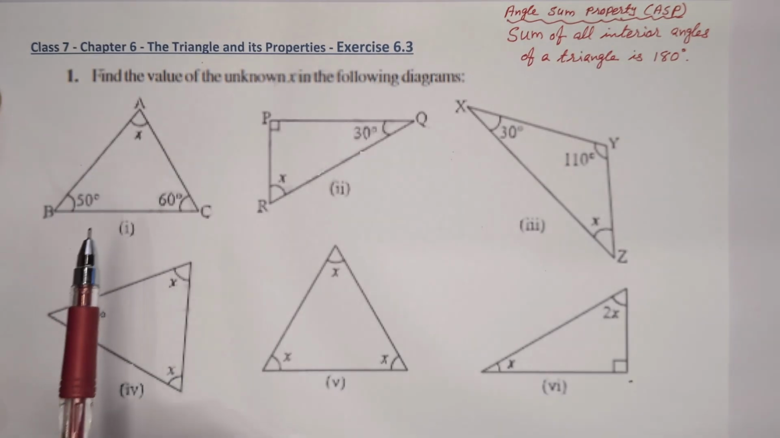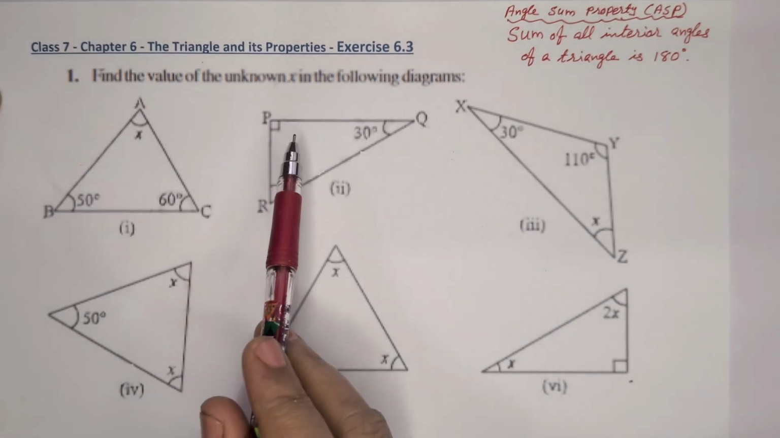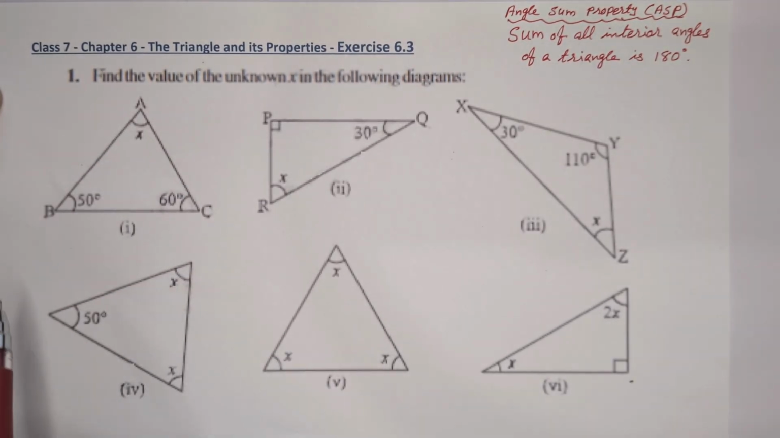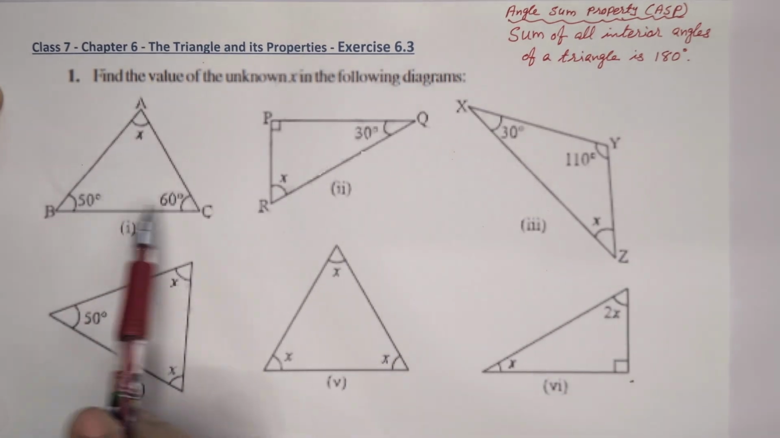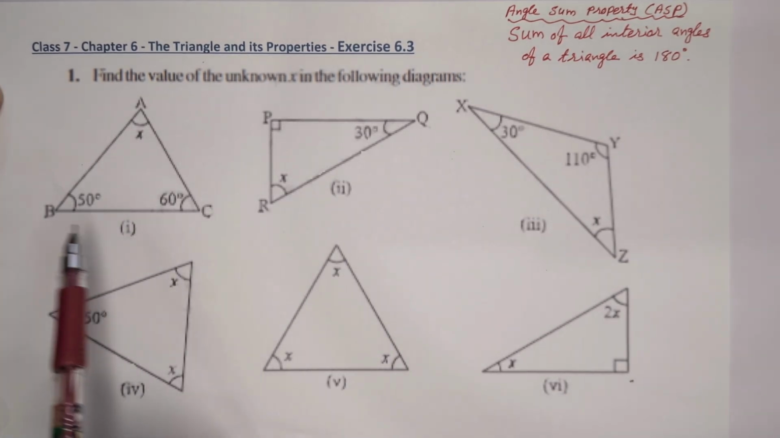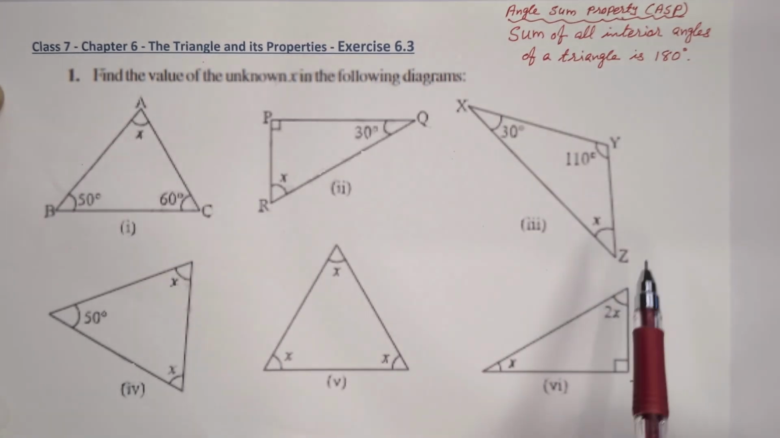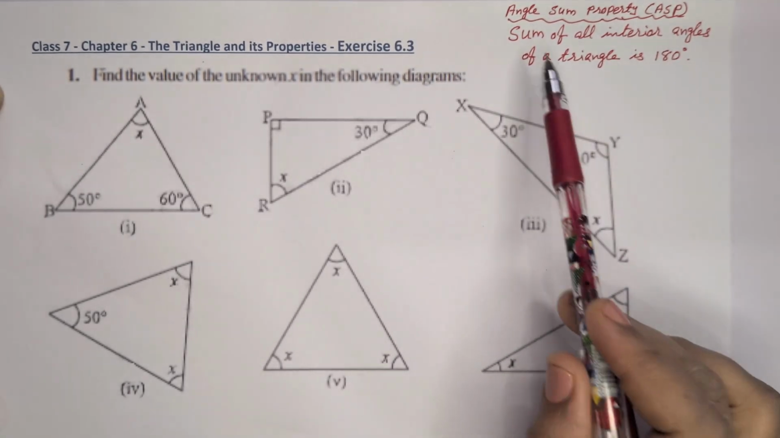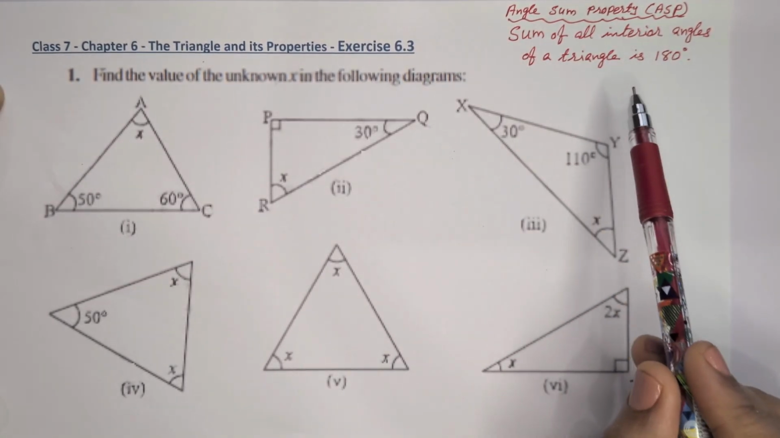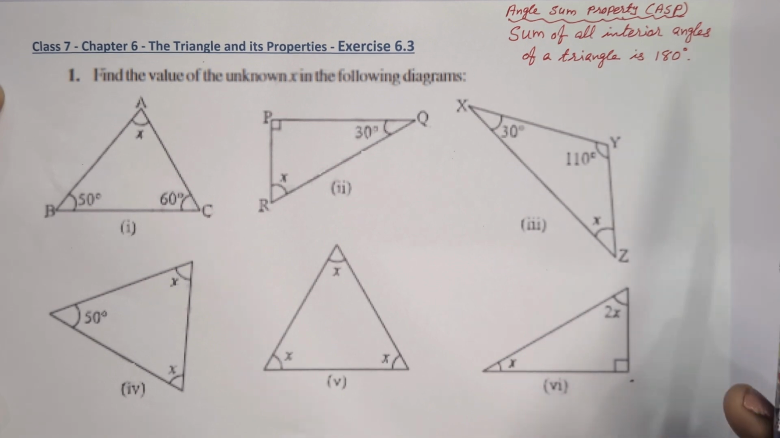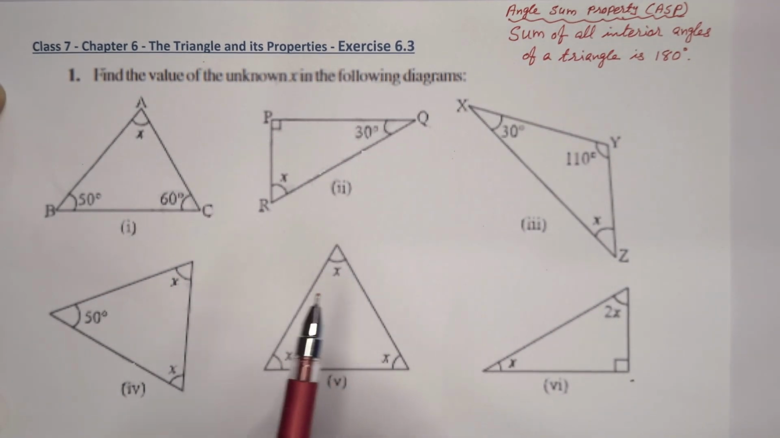Exercise 6.3. Find the value of the unknown x in the following diagrams. Three angles of a triangle. Two of them are given. One we have to find. We know the angle sum property of the triangle, that is, the sum of all interior angles of a triangle is equal to 180 degrees. Sum of all three angles is equal to 180 degrees always.